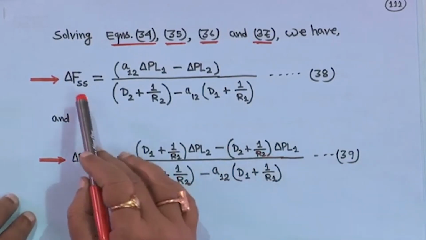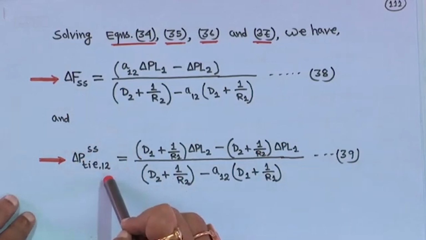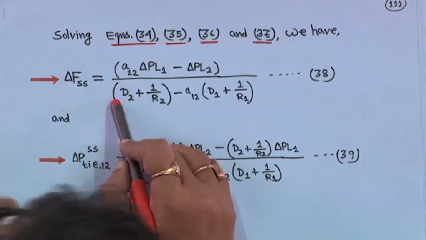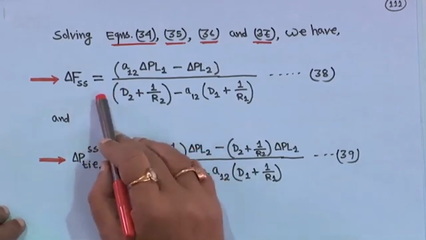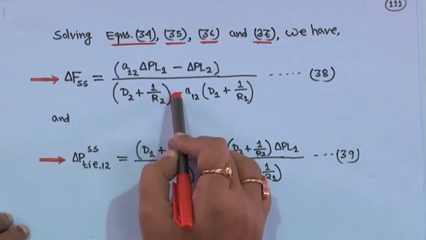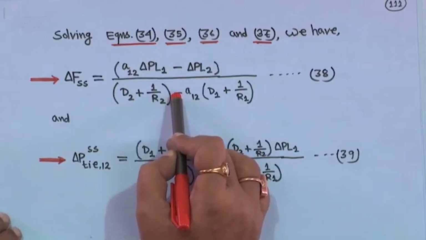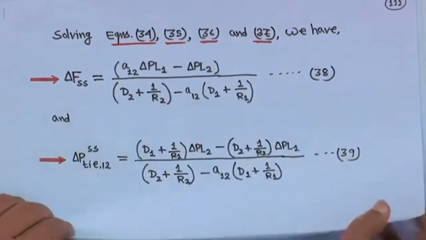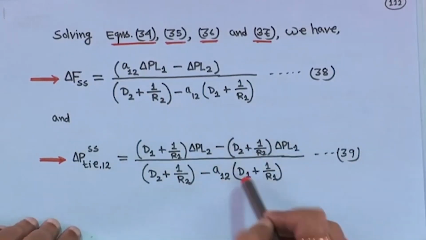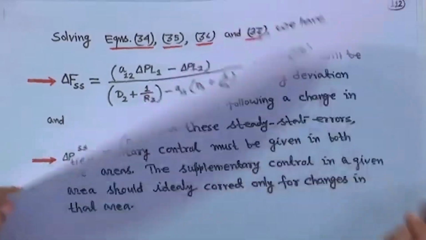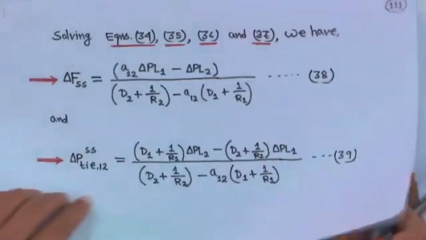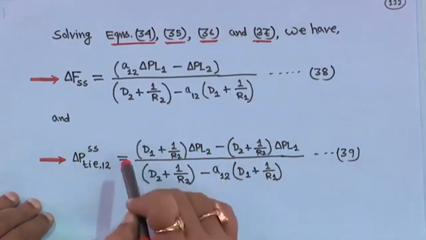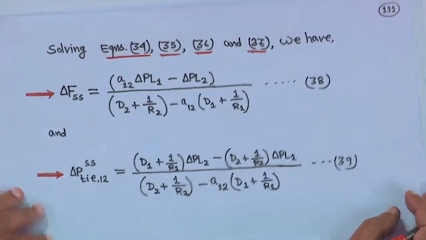That means, in uncontrolled mode at least these expressions are known to us, and delta Pg1 SS is equal to minus delta FSS upon R1. So you know delta FSS, so you can easily find out delta Pg1 SS and delta Pg2 SS. You please solve it on your own, this is a simple thing.